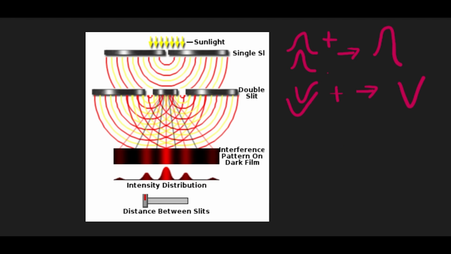But if a crest ever meets a trough of equal magnitude, they're going to cancel each other out. But if it's not of equal magnitude, there will not be zero displacement. There will be some displacement. So you have to figure it out depending on whether they're of equal magnitude or not.